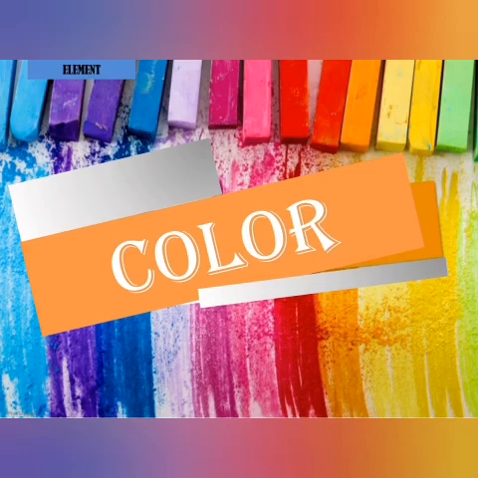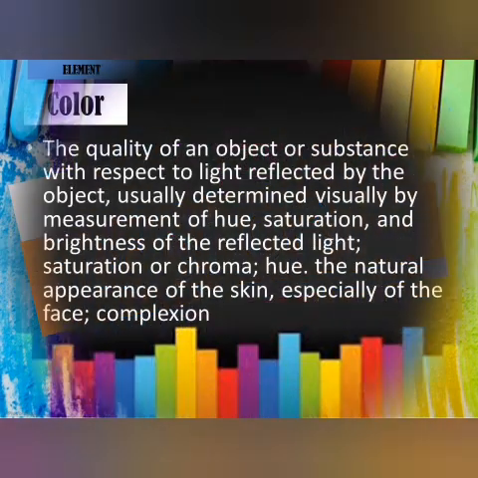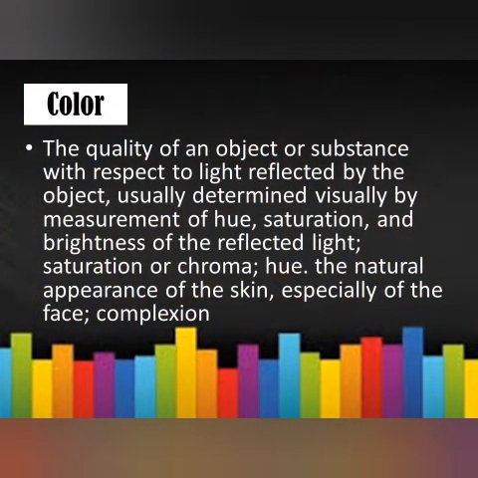So the last element of art is color. Color is the quality of an object or substance with respect to light reflected by the object, usually determined visually by measurement of hue, saturation, and brightness of the reflected light. In other words, color is the visual sensation resulting from the reflection of wavelengths of light from differing surfaces. Color can also add interest and reality to an artwork.